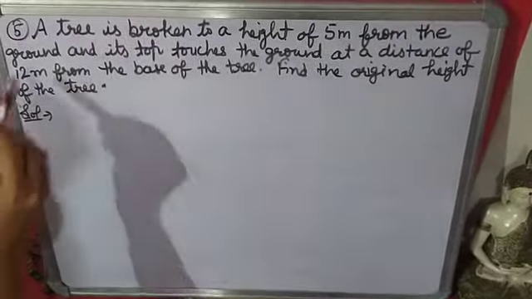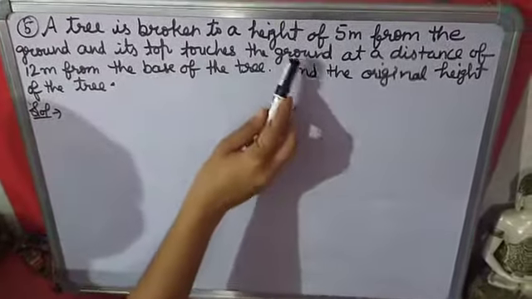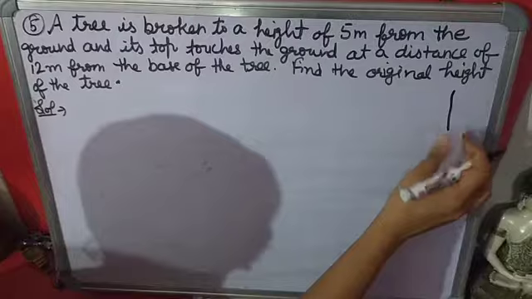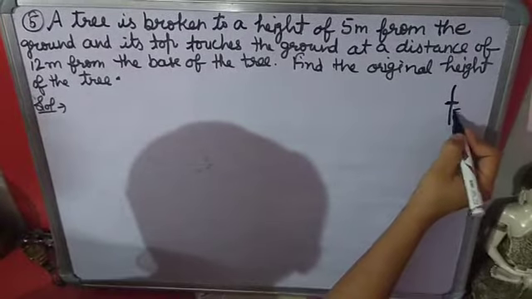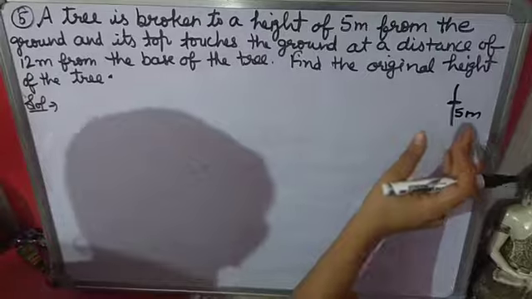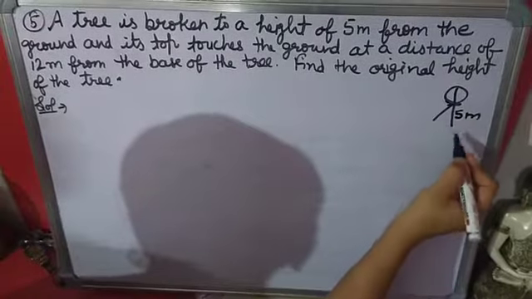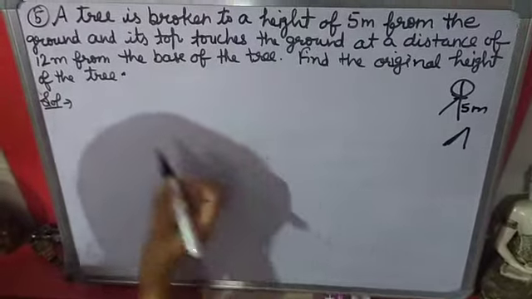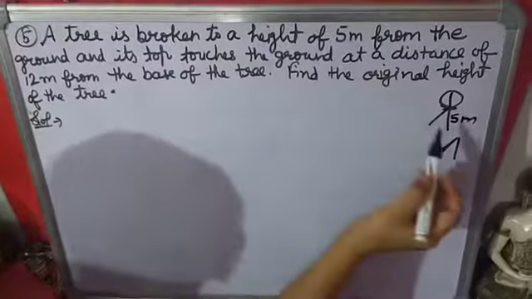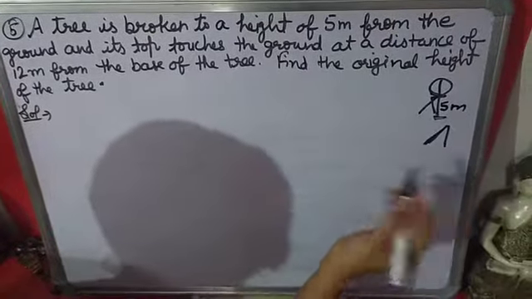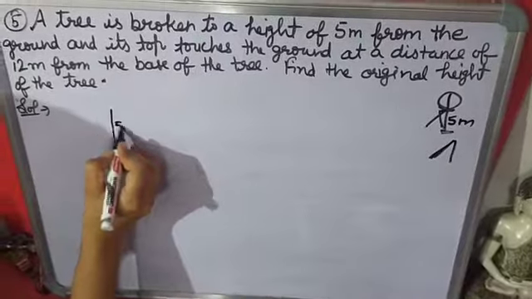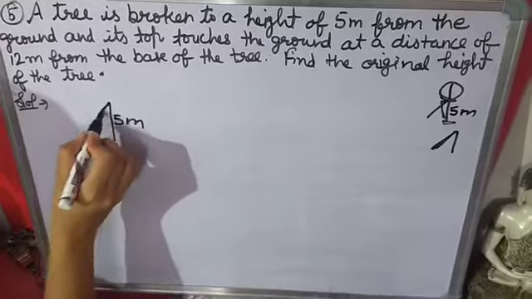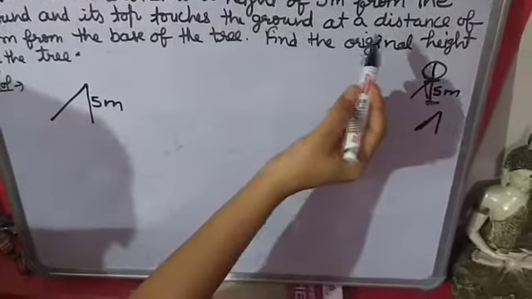Now the first question is, a tree is broken at a height of 5 meters from the ground. Okay, take an example. This is the tree, the complete tree. It is broken from here, from this height. When this tree is broken, then this part will come down like this. It will fall down, right? So he is saying a tree is broken at a height of 5 meters from the ground. So like this, from here it is broken, and the broken part of the tree is falling down on the ground.